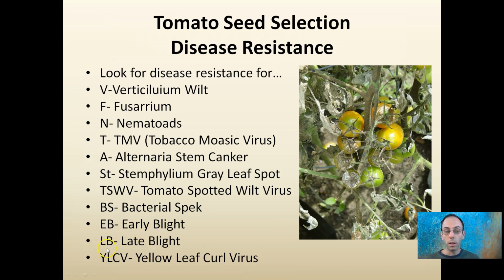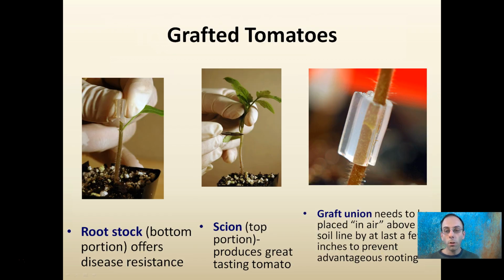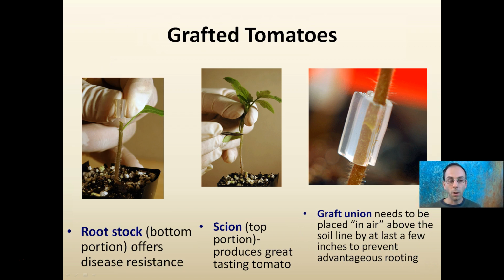It could be, for example, late blight is kind of a major concern. Early blight can be another one, something to consider. Typically, you'll pay more for seeds that have disease resistance, but in my opinion, that's a small cost to pay for the in-season benefits. Then there's also grafted tomatoes that kind of come up here.